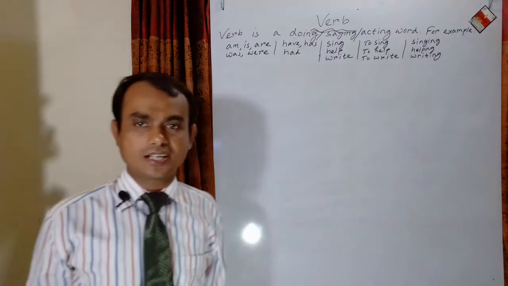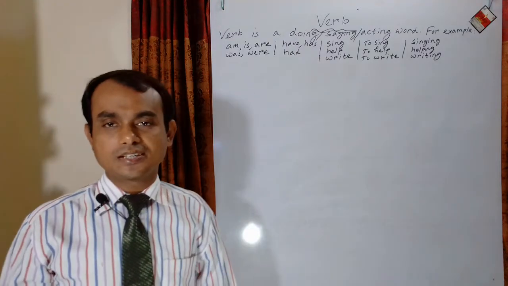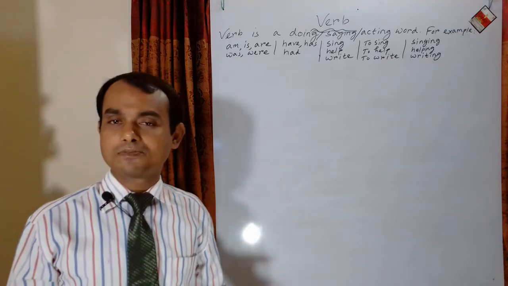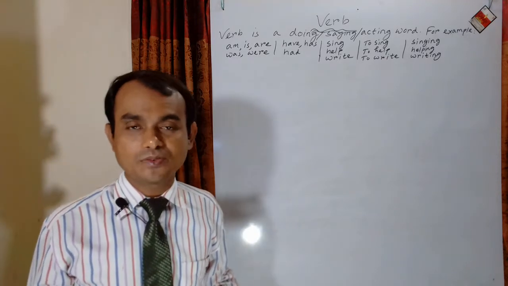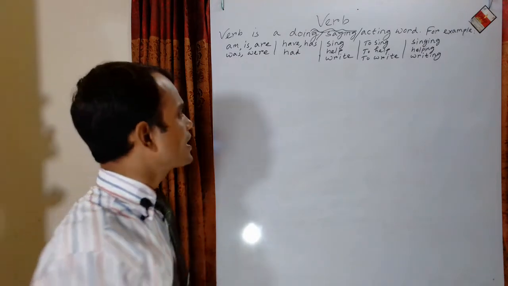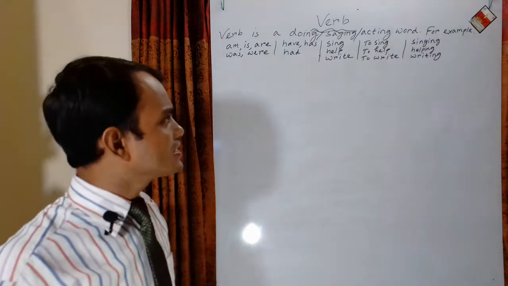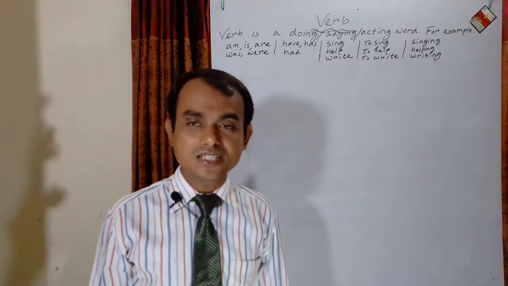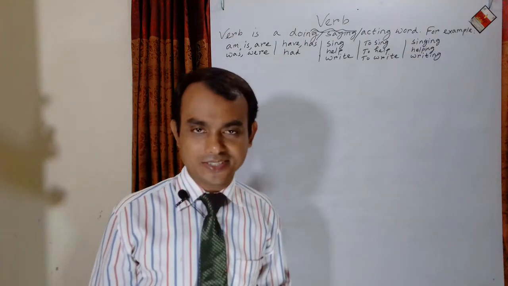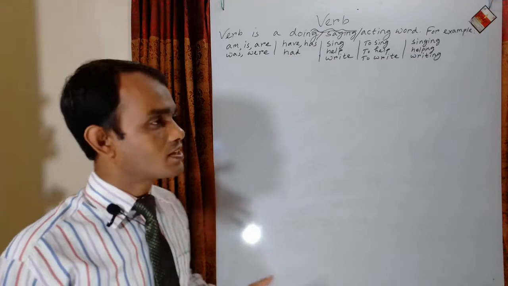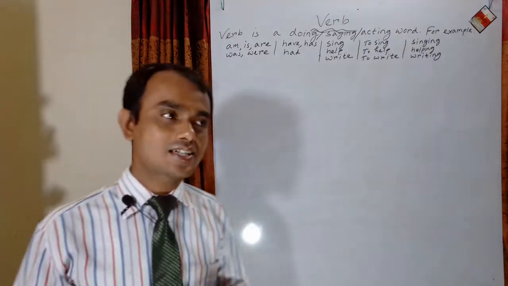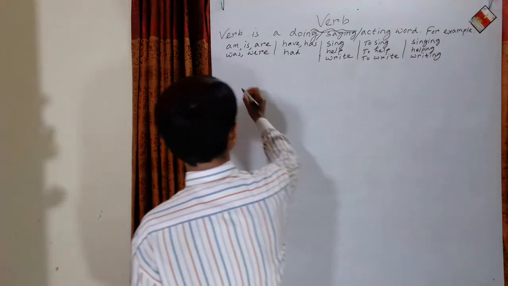Dear students, I have already written the definition of verb with its examples. What is verb? Verb is a doing, saying or acting word. For example, am, is, are, was, were, have, has, had, sing, help, write, to sing, to help, to write, singing, helping, writing. These are the words only. If I write through sentences, what should be?